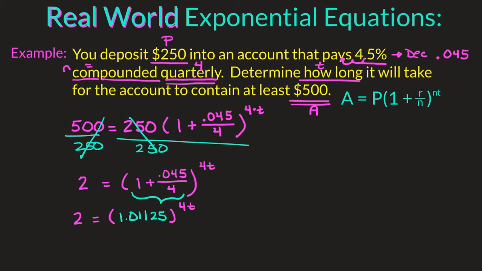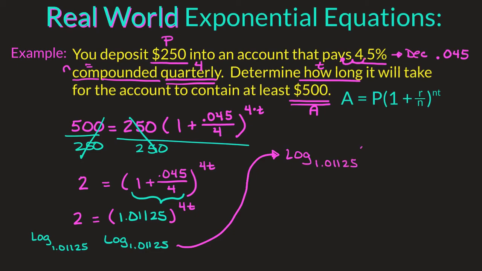And so now we're going to have to log base both sides. So we're going to log base 1.01125 on both sides because we want those to cancel. So I'm going to continue writing over to the side a little bit so I have more room. So the left side, we're going to have log base 1.01125 of 2 equals the log base, and the base will cancel, and that's going to leave us with 4t.